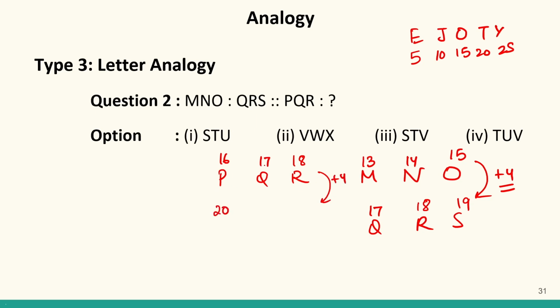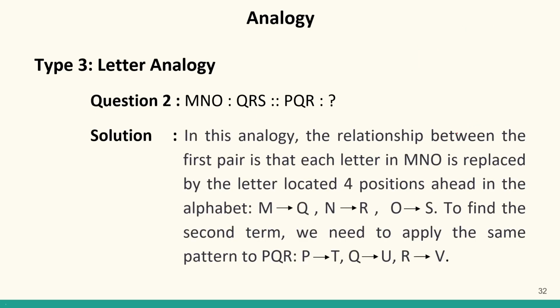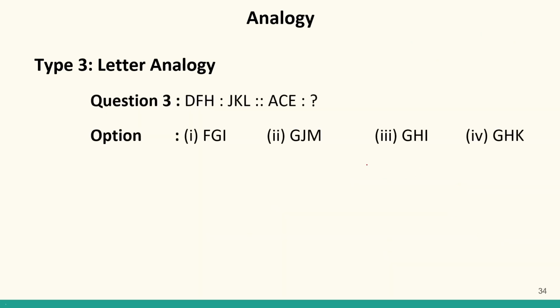From 16 I'll go to 20th position, from 17 I'll go to 21st position, and from 18 I'll go to 22nd position. So at 20th position we have T, then we have U, and then we have V. Right? So my answer will be TUV, which is option number 4. So option number 4 will be the correct answer to this question. We are moving 4 positions ahead. Now same thing for this question as well.